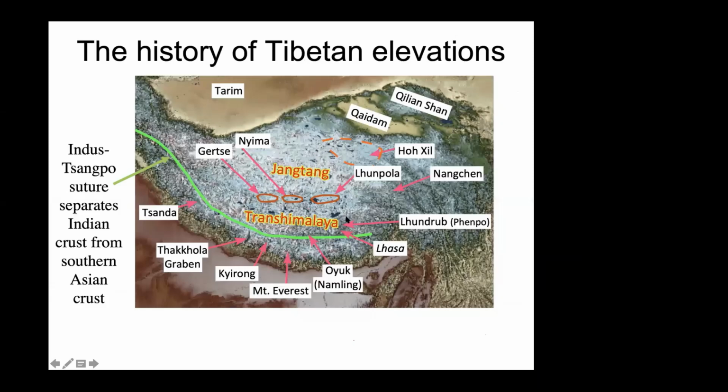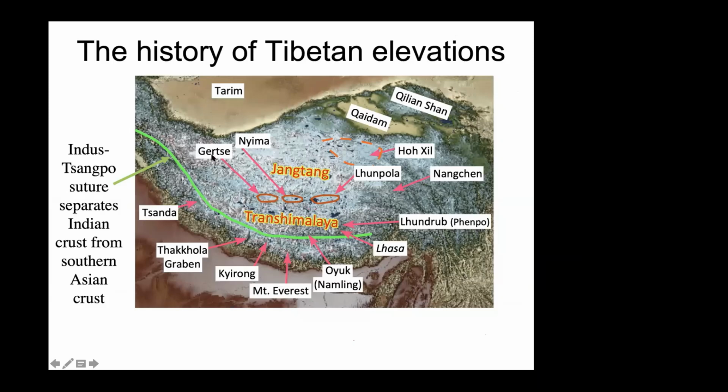Okay, I want to turn to three basins, the Lumpala, the Nyima, and the Gyertse basins, which are in the southern part of Tibet. This is the Indus-Tsangpo Suture coming across here. This is the boundary between Indian rock and Asian rock, Tibetan rock, but Southern Asia before the collision.